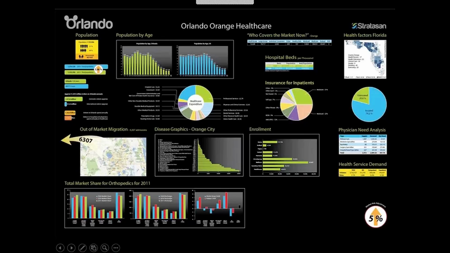So here we have the demographics, population, insurance coverage, hospital beds, insurance. We have the health factors from the county health rankings. We have our physician needs analysis, our health service demand. We have our out-of-market migration, and we have market share. Here just happens to be orthopedics, but you could have one graph for each of your top service lines. And then you could have this up in your hospital.